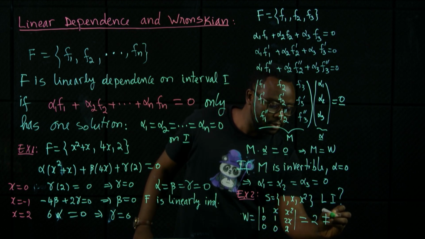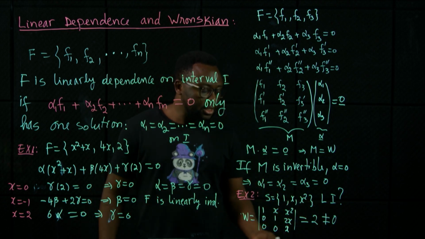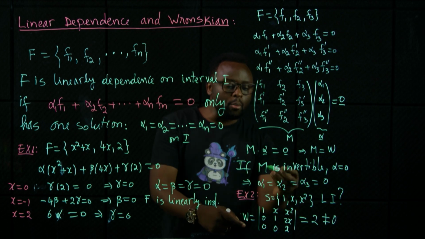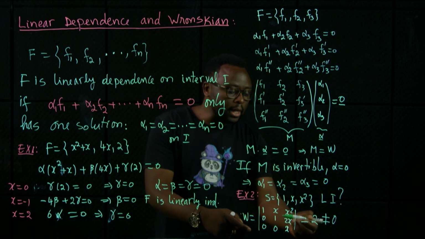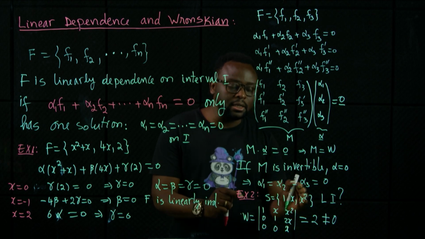This is different from 0. And the conclusion is that this set is linearly independent. So every time I compute the Wronskian and it's different from 0, the conclusion is clear. It is a linearly independent set.